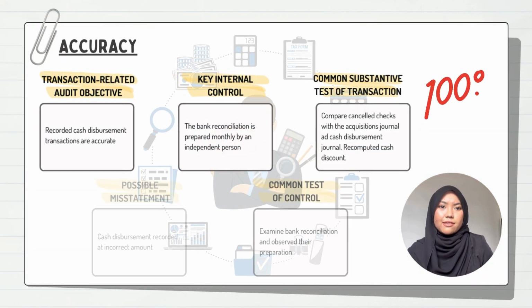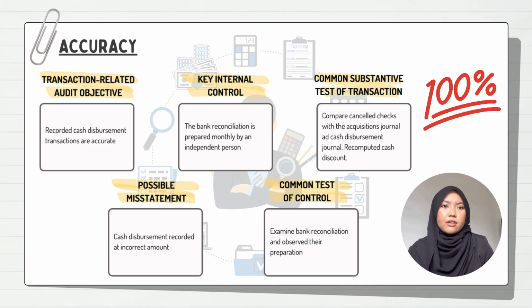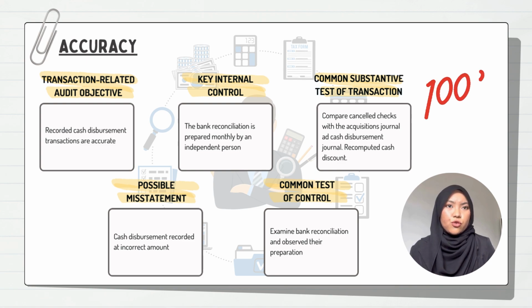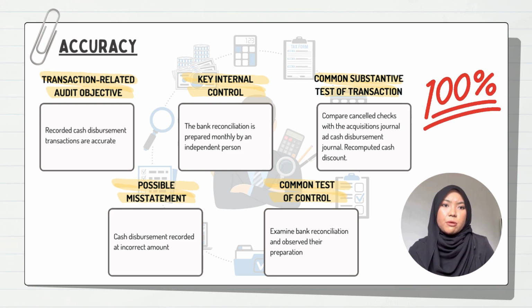The third one is accuracy. Transaction-related audit objective: recorded cash disbursement transactions are accurate. The next one is the possible misstatement: cash disbursement recorded at incorrect amount. And the key internal control: the bank reconciliation is prepared monthly by an independent person.